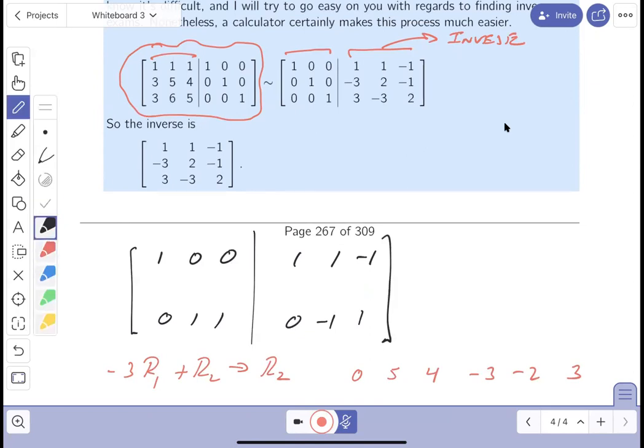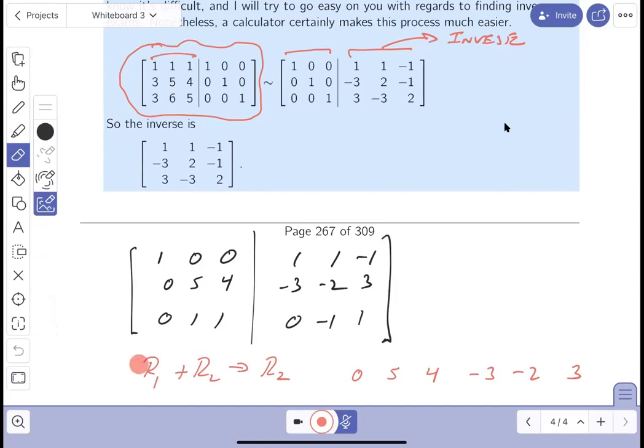Let's write this down for you. And what do you get? 0, 5, 4, minus 3, minus 2, 3. So I got it. 0, 5, 4, minus 3, minus 2, 3. I did a good job. I'm going to erase now. Yeah, I'm going to say it's a really bad idea to erase. All right, let's keep going.